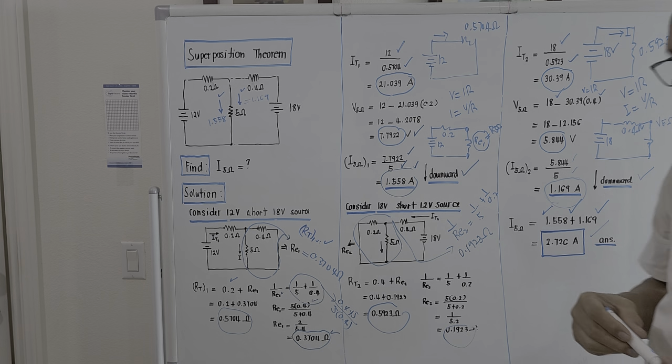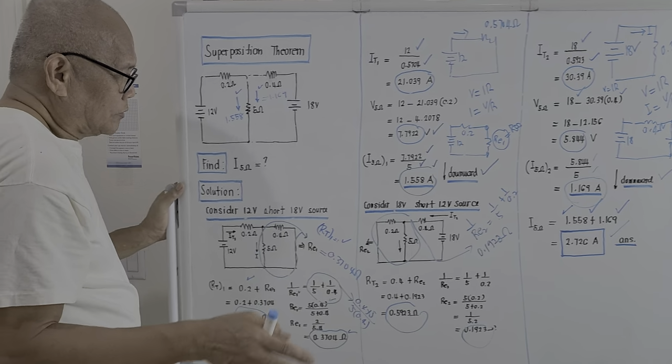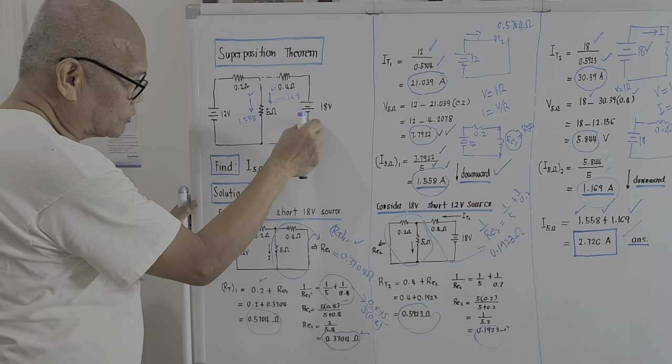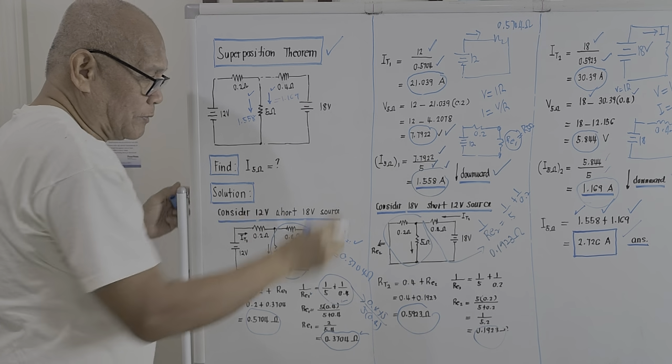Okay, that's it, guys. That's how we compute the total current passing here due to this 12 volt source and 18 volt source by using the so-called superposition theorem.